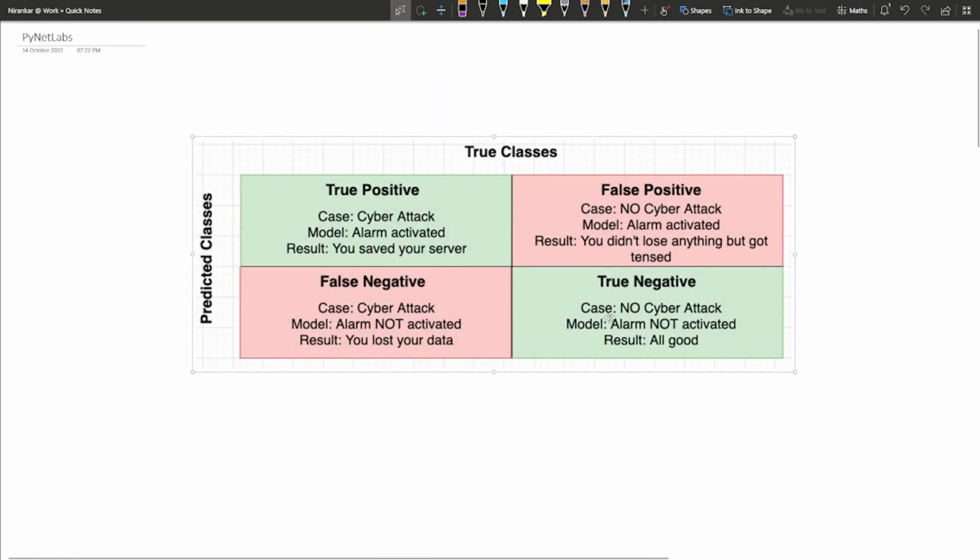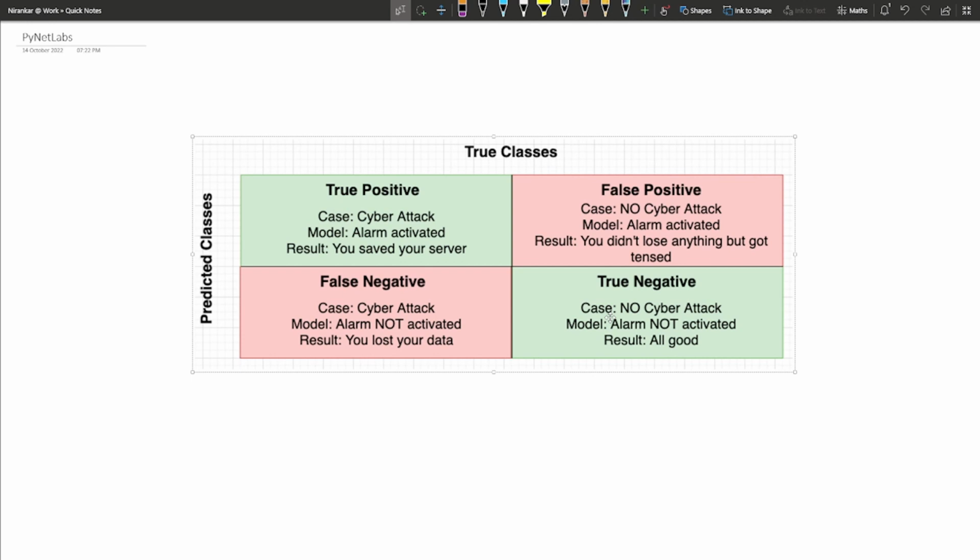Now here you can see what is true positive. When there is a cyber attack, you sound the alarm so everyone notices it, and you save your server. What is false positive? No cyber attack, no alarm activated, and you didn't lose anything but got tensed. Then false negative: a cyber attack is there, the alarm is not activated, and you lost your data.